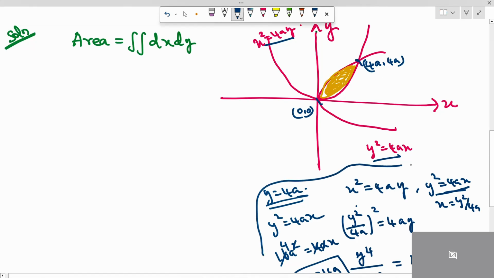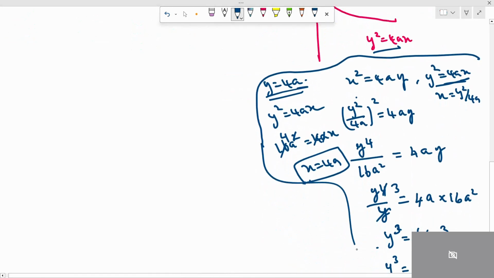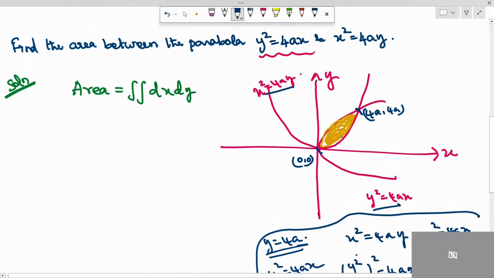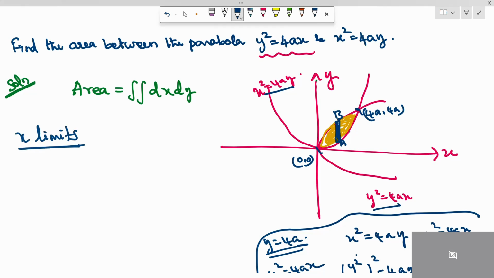After identifying the bounded area, first we have to mark the intersection points, and then we are going to find the limits. To find the limits, we draw the strip. Here I am taking the strip perpendicular to the x axis. We can take it in any direction, either perpendicular to the x axis or perpendicular to the y axis. If the strip is perpendicular to the x axis, the x limits will be constant. That is our outer limit. First we are going to find the x limit.